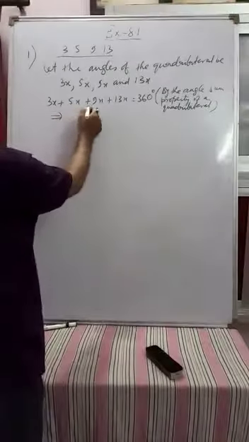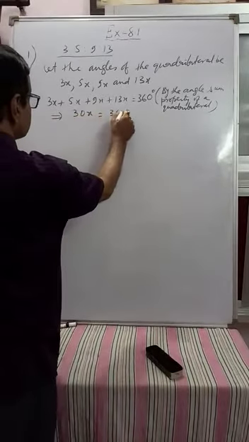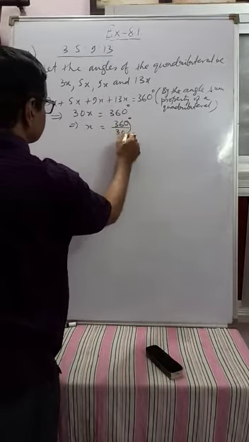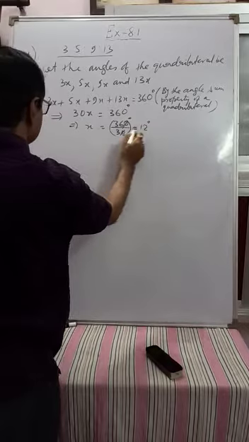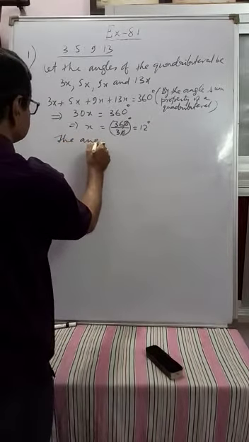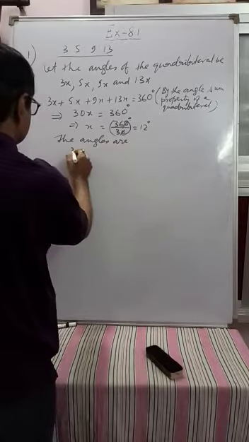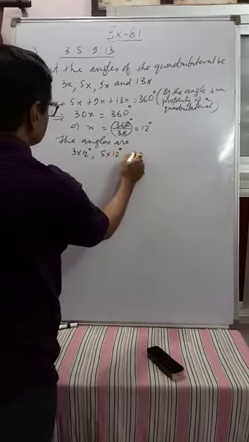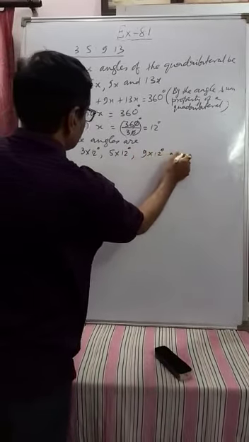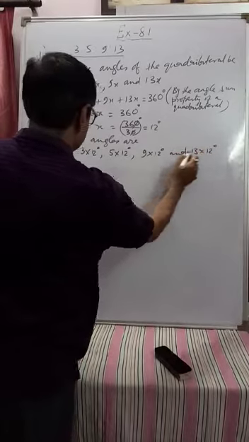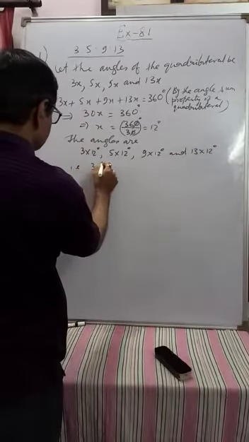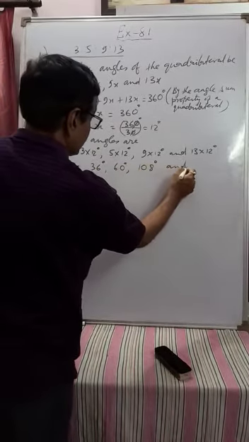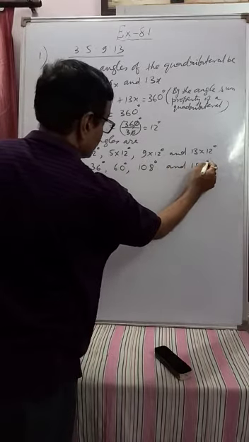That means 30x is equal to 360 degrees. So x will be equal to 360 degrees divided by 30, that means 12 degrees. Therefore the angles are 3 into 12 degrees, 5 into 12 degrees, 9 into 12 degrees and 13 into 12 degrees. That is 36 degrees, 60 degrees, 108 degrees and 156 degrees.